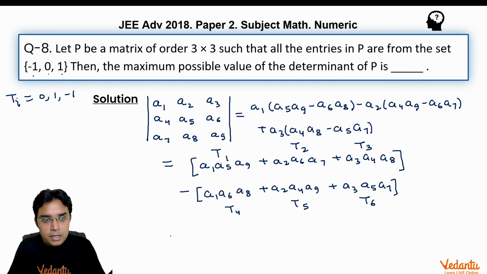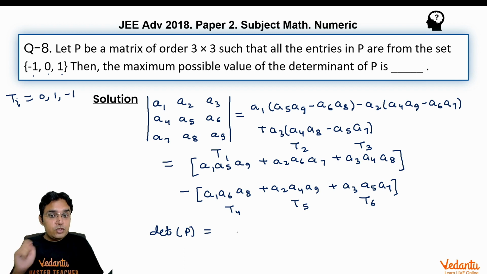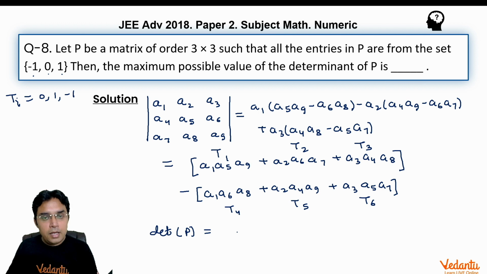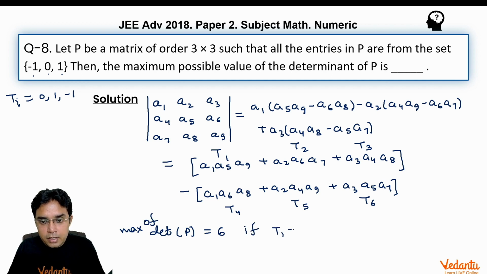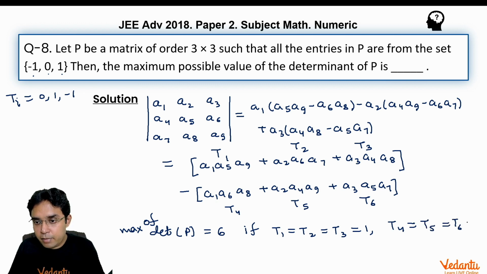So in order for this determinant of P to be maximum, I think we should first try to make T1, T2, T3 as 1, 1, 1 and T4, T5, T6 as -1, -1, -1. So this determinant of P will be equal to 6, or I think maximum of determinant of P will be 6 if T1, T2 and T3 they all are equal to 1, 1, 1 and T4, T5 and T6 they are equal to -1, -1, -1.